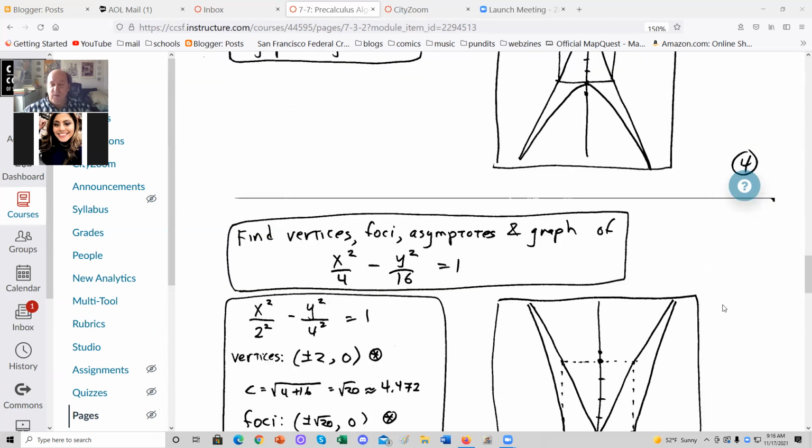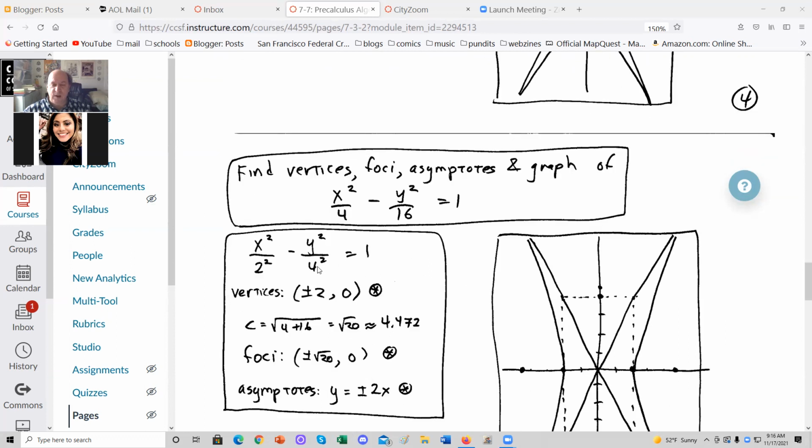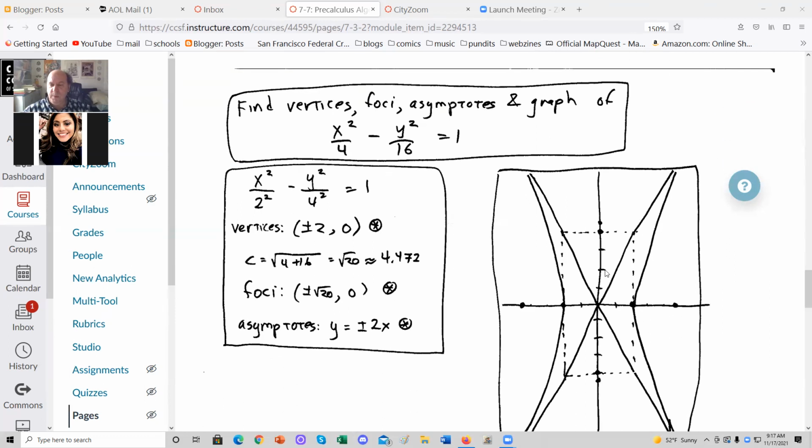Same question for x squared over 2 squared minus y squared over 16 equals 1. Okay, right, the 4 is 2 squared, the 16 is 4 squared. Okay, x is in front, so the vertices are on the x-axis. Vertices are at plus or minus 2 by 0 here and here. Here's this 2 and 2. We could go up and down 4, draw this box, draw these diagonals. Those are the asymptotes. The graph comes in from here, goes through here, goes out here. From here through here, goes out there. So those are the asymptotes, y equals plus or minus 2x.